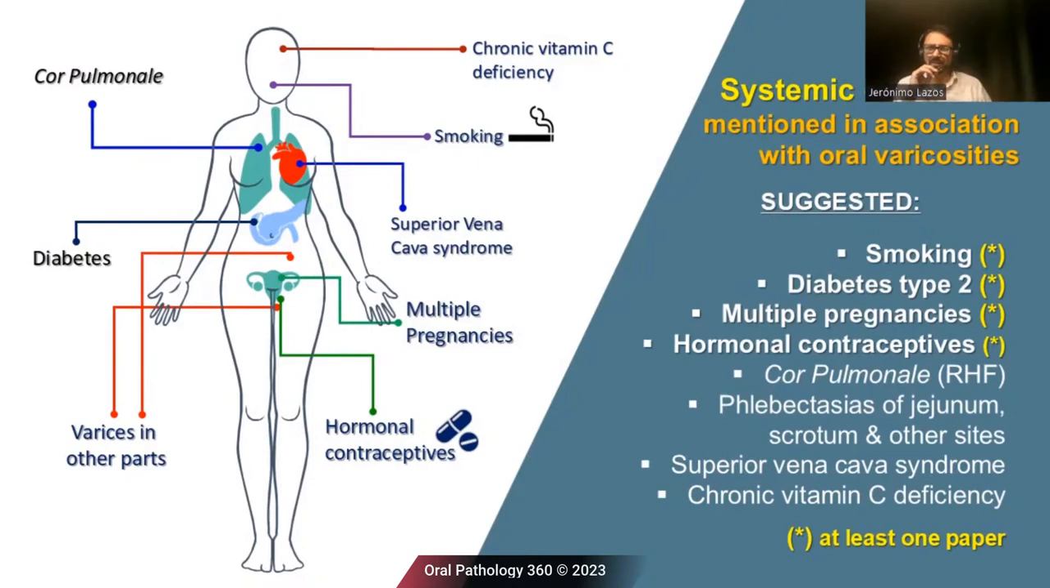Some other very rare conditions such as the superior vena cava syndrome and some other conditions that nowadays are at least kind of rare, such as a chronic vitamin C deficiency, have been mentioned in relation to oral varicosities. But besides the first four, all of the rest you have to take with a grain of salt, because the evidence behind it is what we like to call eminence-based dentistry. That is in opposition to evidence-based dentistry. Cor pulmonale, superior vena cava syndrome are in the list because some rare important oral pathologies have been mentioned, but there are no proper studies that address these specific topics.